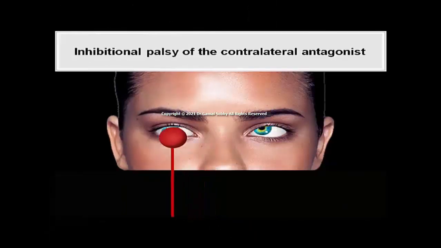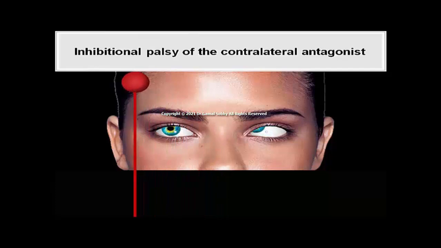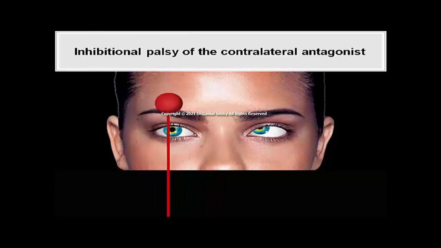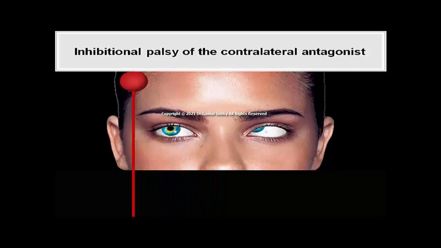In a patient with a left superior oblique paralysis, less than the normal amount of innervation will be required when he is looking up and to the right. Since the innervation flowing to the right normal eye is determined by the left inferior oblique muscle, the right superior rectus will seem paralytic. This is termed inhibitional palsy of the contralateral antagonist.